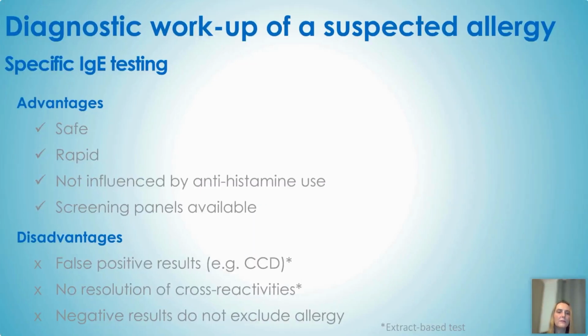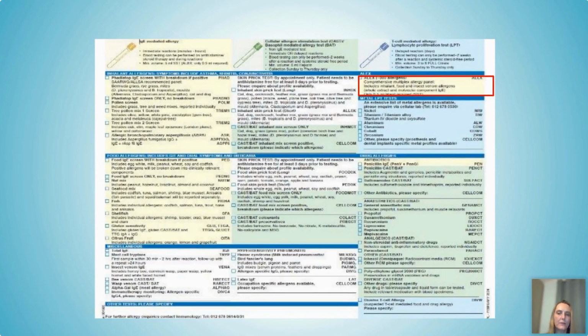So what are the specific IgE testing? The advantages: it's safe and it's rapid. It's not influenced by antihistamine use, and screening panels are available. The disadvantages: you can have false positive testing where, for example, the cross-reactive carbohydrate determinant or the CCD causes the extract to be positive, but we will go into this a bit later. And then there's no resolution for cross-reactivities, and negative results do not exclude an allergy. It could also be a non-IgE allergy. Then just to look at where our ALEX is available on our requisition form.